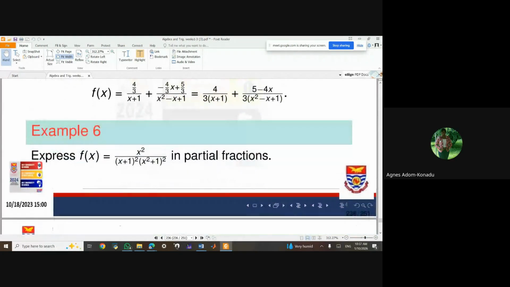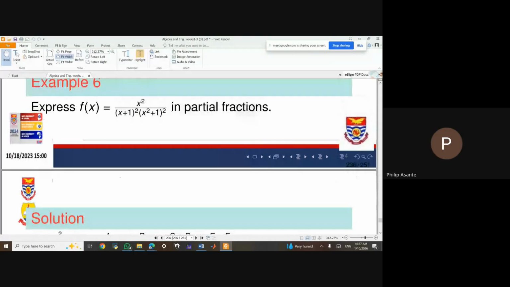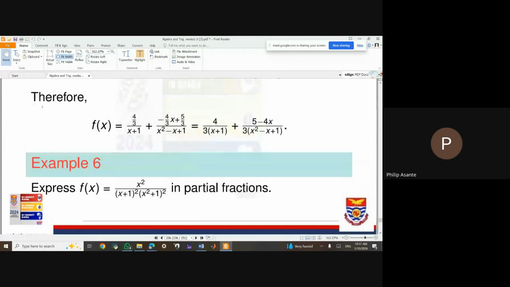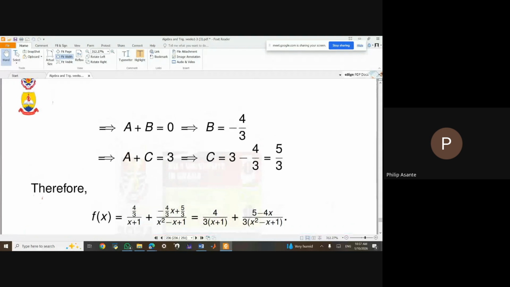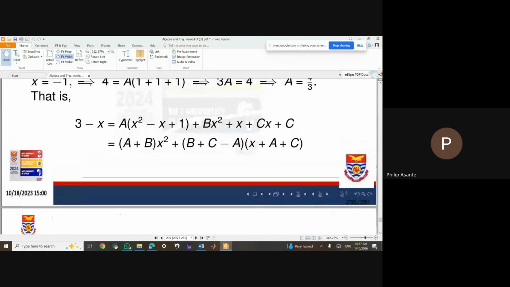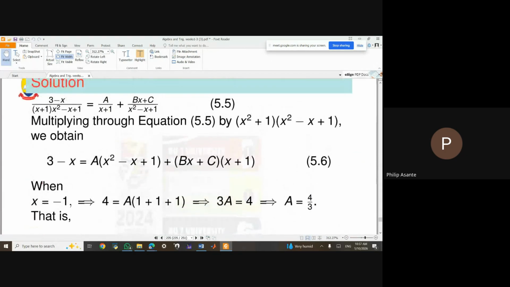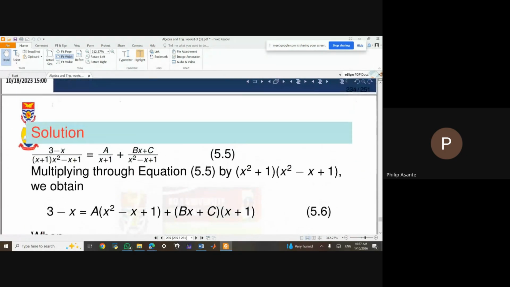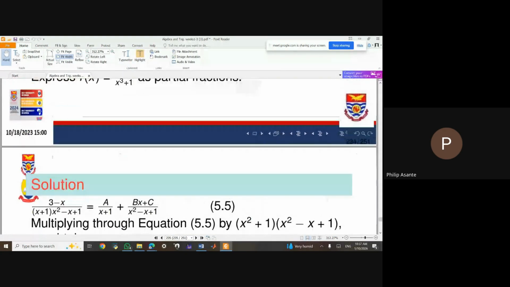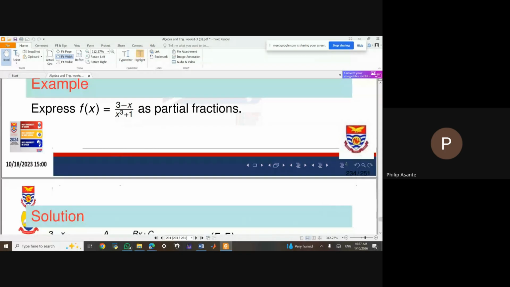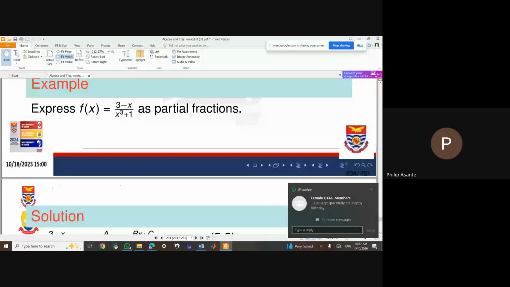Hello, madam. Yes, please. With this question, at the beginning, 3 minus S all over S plus 1, all over S cubed plus 1. I learned in partial fractions, you use the division when the exponent of the numerator is greater than the exponent of the denominator. Is that not it? But this one, you can see that the exponent of the numerator is less than the exponent of the denominator, and you made mention of division.